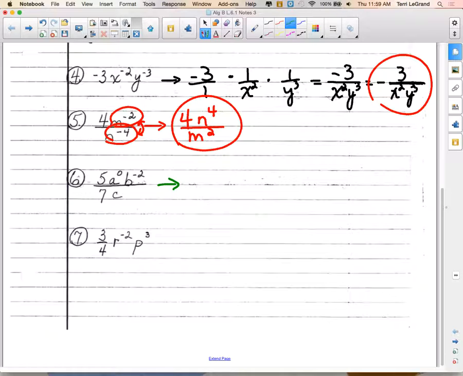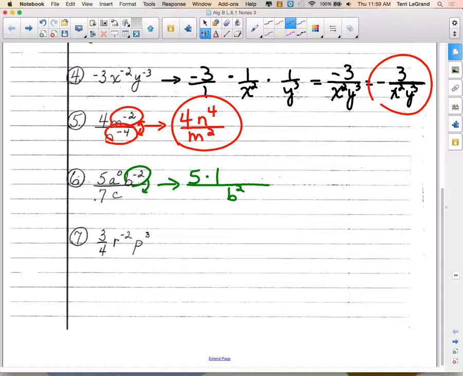Start with the numerator, okay? This 5, should it move downstairs? No, it's not being taken to a negative power. How about that a to the 0 power? What can that be renamed as? 1. Okay. What about that b to the negative 2 power? Just that part's going to move down, isn't it? Okay. So for right now, we think that's all that's upstairs. We're going to move that b squared downstairs, we said.